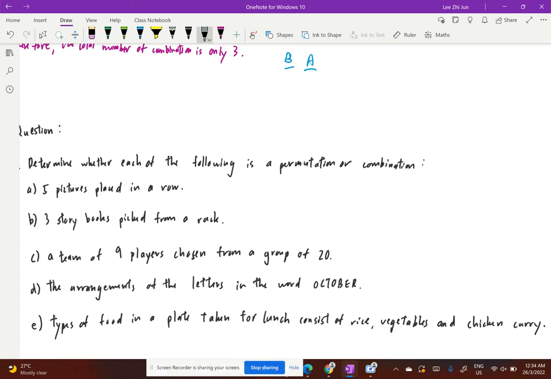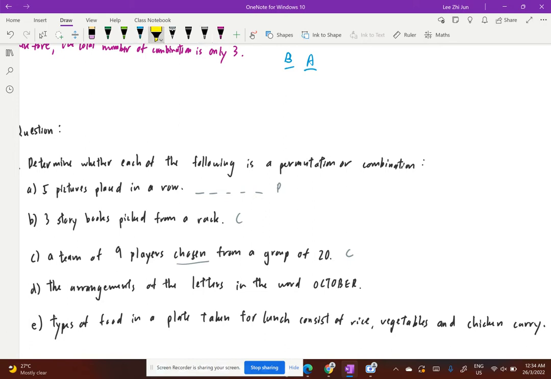A, 5 pictures placed in a row. Because you need to arrange the 5 pictures, it's a permutation. Three storybooks picked: you just pick only, you do not need to arrange, so combination. A team of 9 players chosen: just choose only, no need to arrange, so combination. D, the arrangement of the letters.